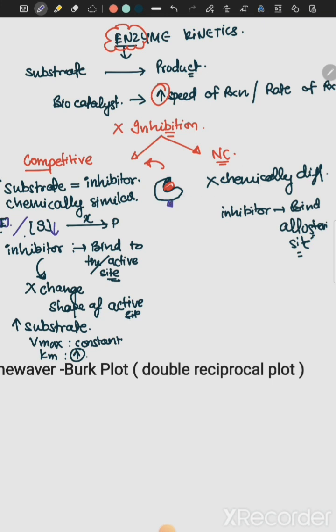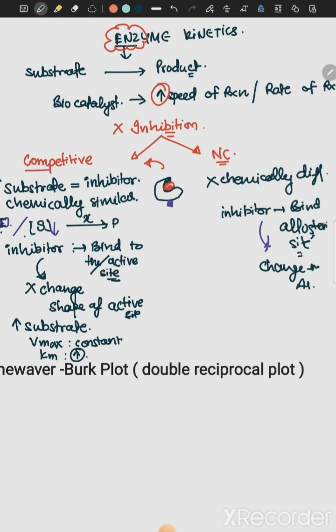So suppose that this is the allosteric site. Because they bind with the allosteric site, they change the structure. Because of that there is a structural change, so a change in the shape of the active site will occur.